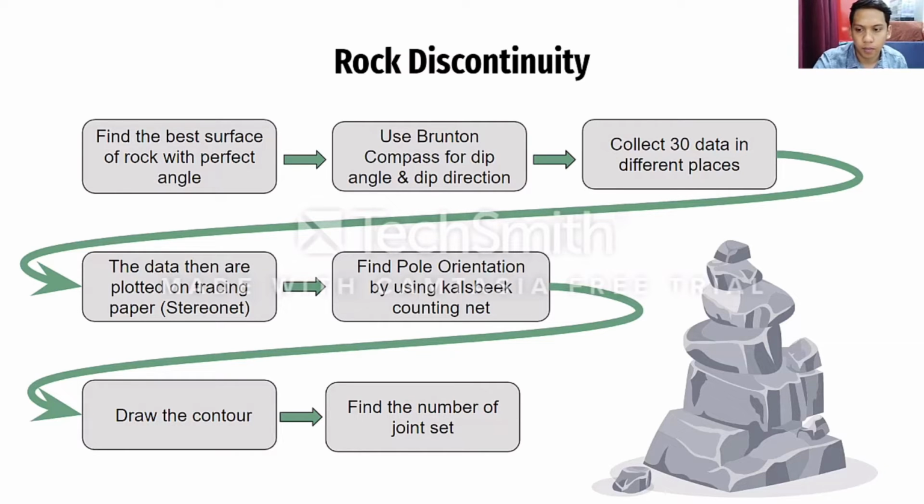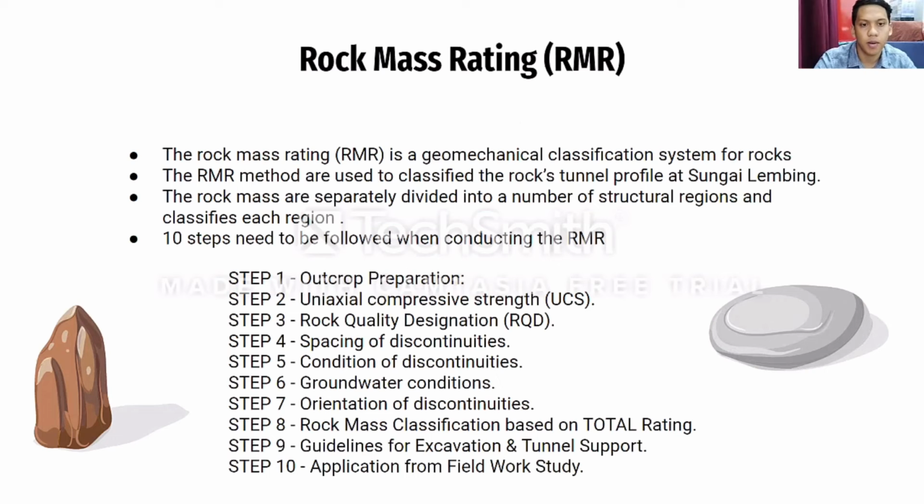So moving to the next method, which is rock mass rating (RMR). The rock mass rating is a geomechanical classification system for rock. The RMR method is used to classify the rock's tunnel profile at Sungai Lembing. The rock mass is separately divided into a number of structural regions.